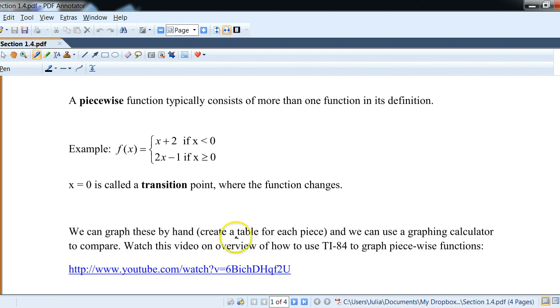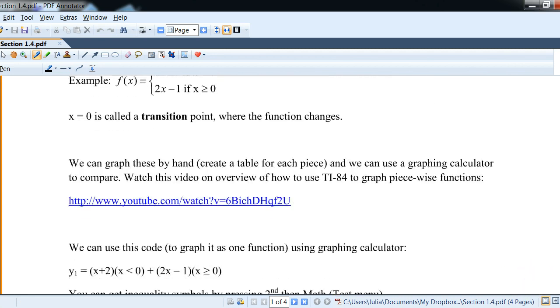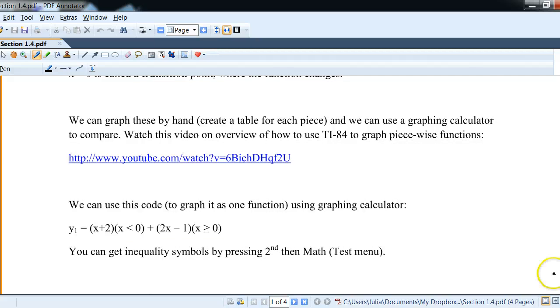So you can graph these by hand. You can basically create a table for each piece, or you can use a graphing calculator, or you can also use Desmos. I included the link to a video on how to create a graph with your TI-84 or a graphing calculator. So you can do it in one of two ways.